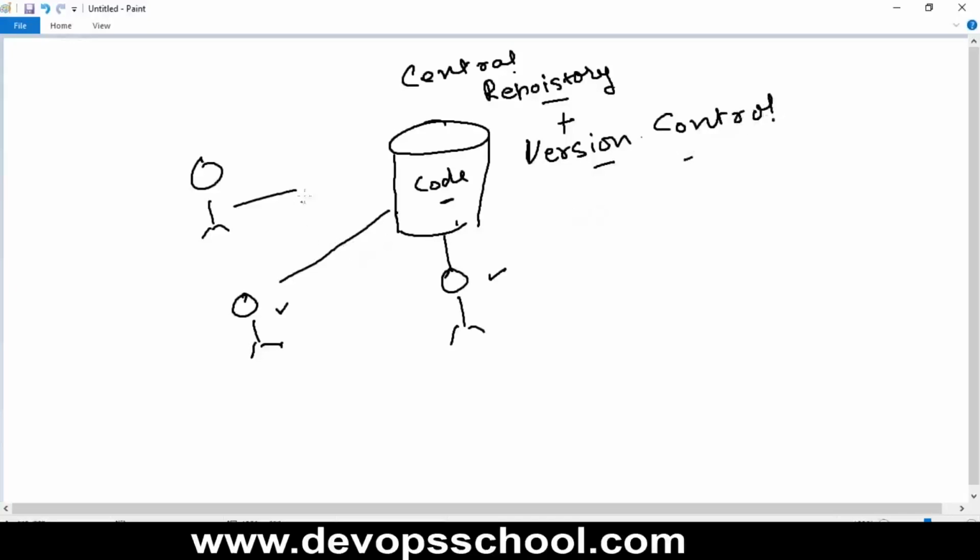So to achieve this motive, we use Git and GitHub. Okay, so in Git and GitHub, we are going to talk about the repository as well as version control system.